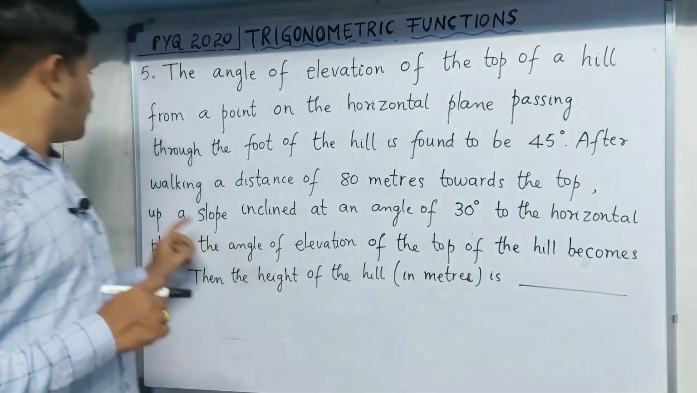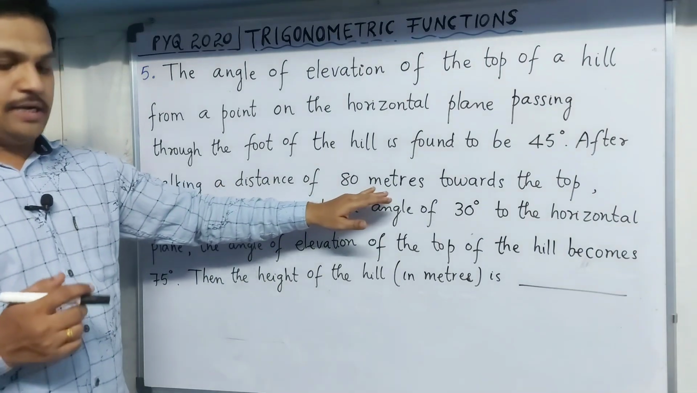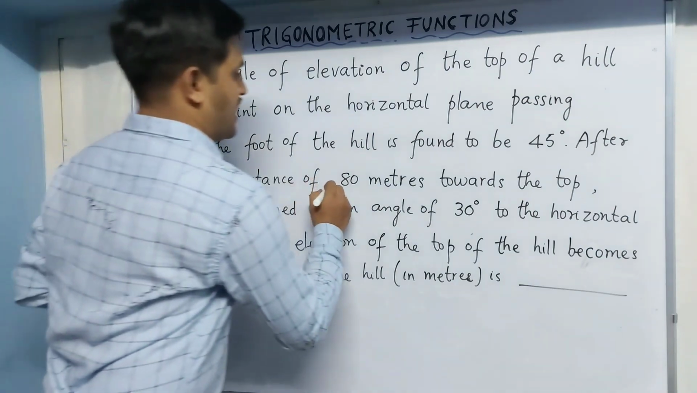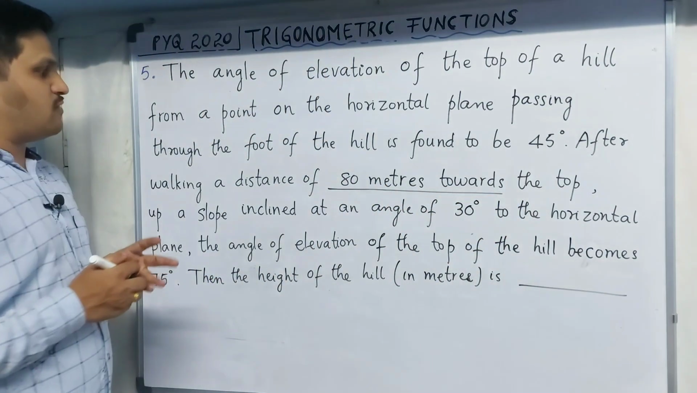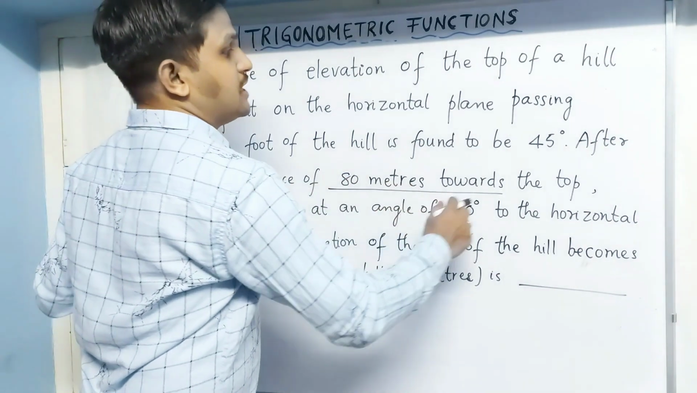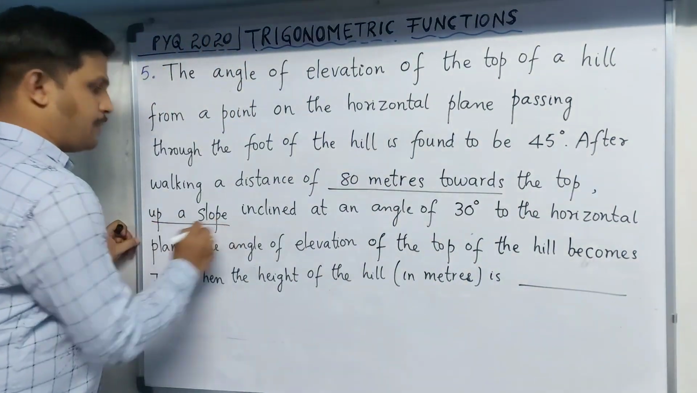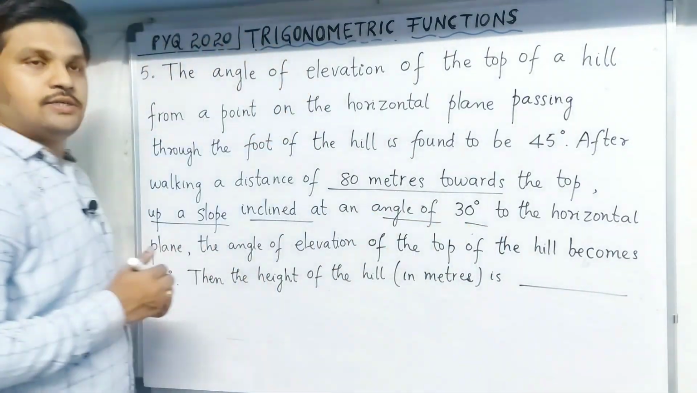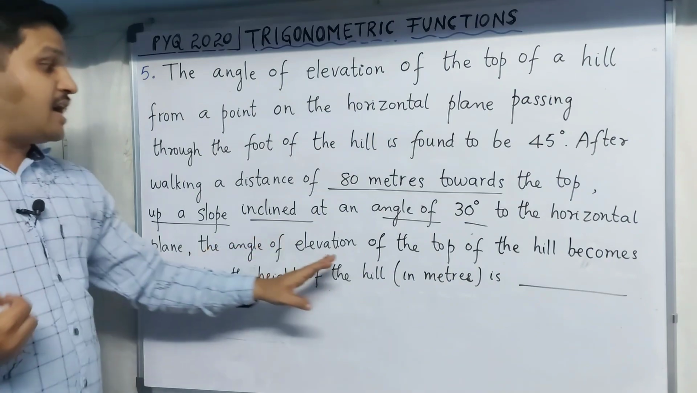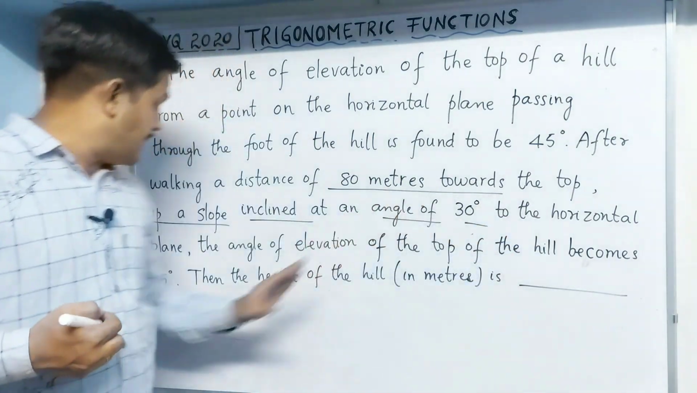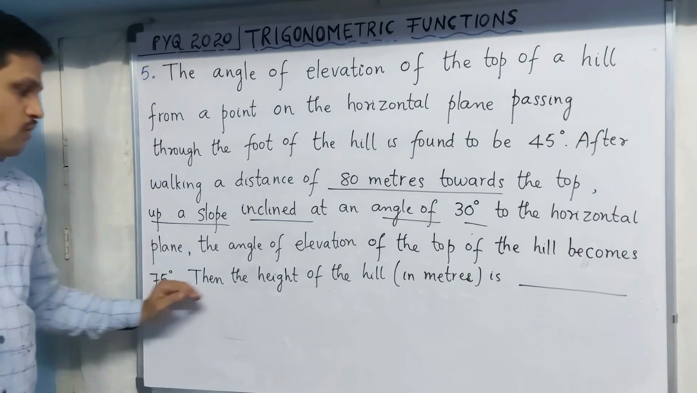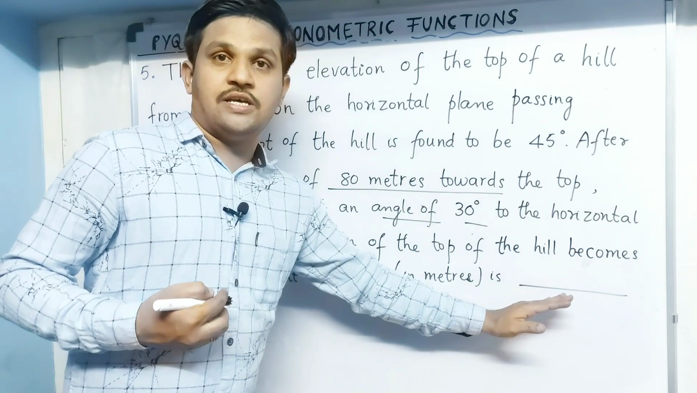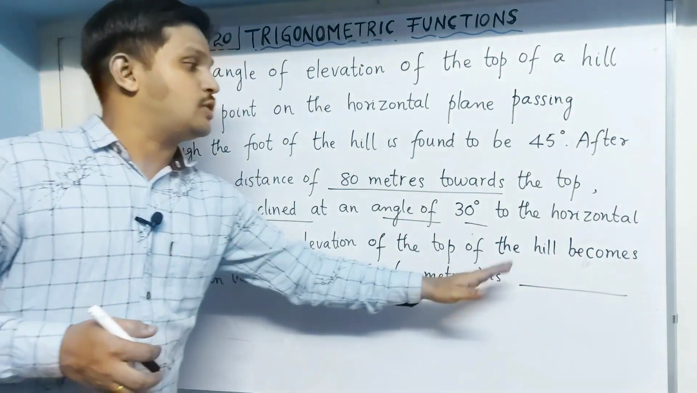Second statement: after walking a distance of 80 meters towards the top up a slope. So this we need to underline. So here he or she has walked a distance of 80 meters towards the top up a slope. So what is the inclination? At an angle of 30 degrees to the horizontal plane, and the angle of elevation of the top of the hill becomes 75 degrees. What you need to find out is the height of the hill in meters. No options here.